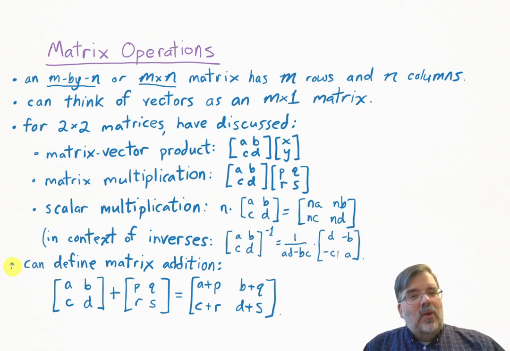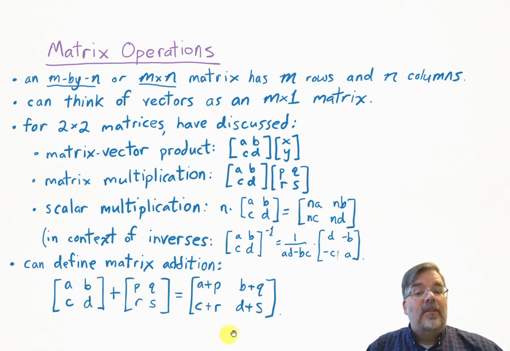Furthermore, even though we might not use it as much as these other operations, we can also define matrix addition. So if you have two 2x2 matrices, then you can define matrix addition as just adding together the components that occur in the same locations. So the sum of two 2x2 matrices is another 2x2 matrix. And this will become useful in a few cases in future videos.